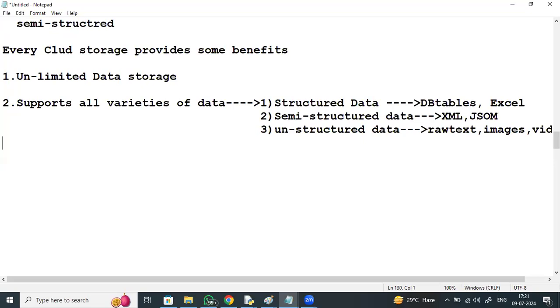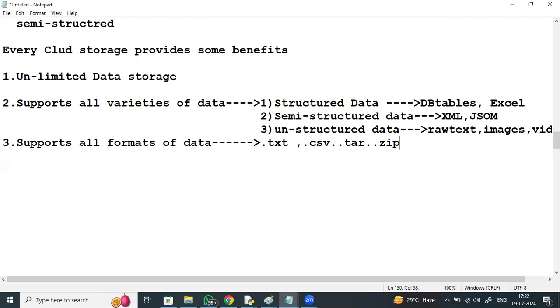And thirdly, another advantage provided by this cloud storage: it supports all formats of data. All formats of data means .txt, .csv, .tar, .zip, .gzip. It supports all of these formats.